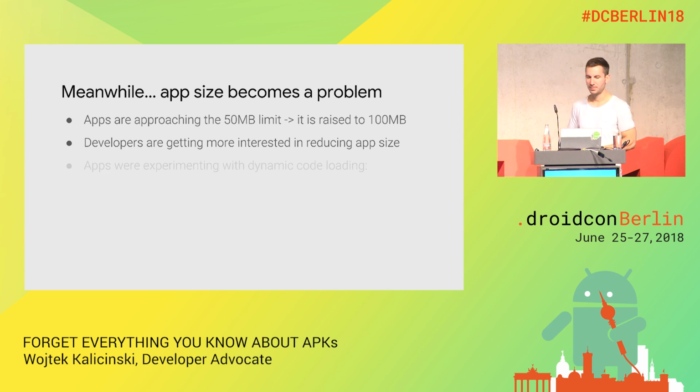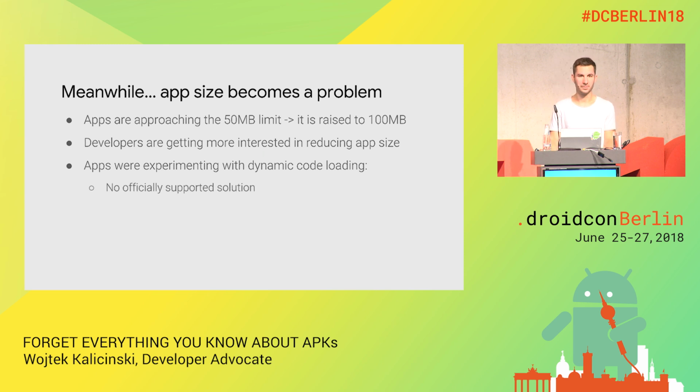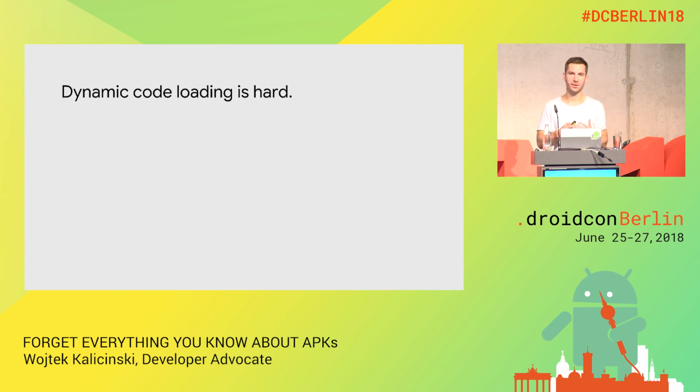And around the same time, apps were experimenting a lot with dynamic code loading. The problem was there was no officially supported solution by us, by Play or by Google. And the problem was that if you're trying to implement dynamic code loading, you will, at some point, create a security issue. So I'm not saying all apps that did it were wrong, but there were just so many things you could get wrong, especially as a small developer without a huge security team and so on.